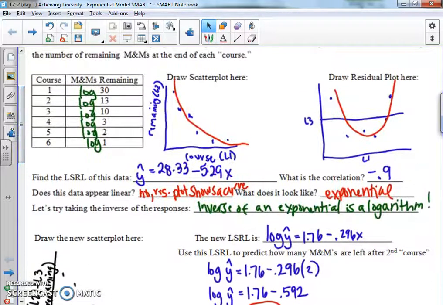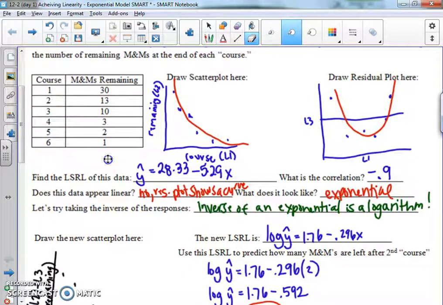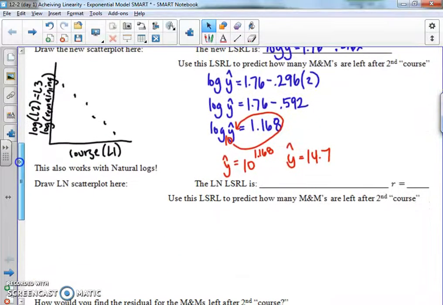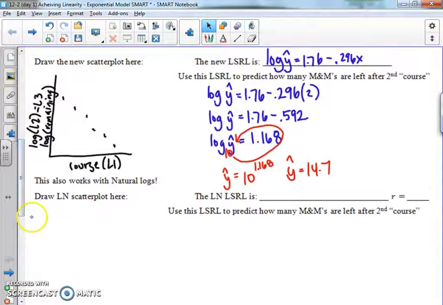So, if you look at this chart up here, we took the log of all that. Instead, what if I took the natural log? We abbreviate it as ln. Again, it's just a different button on the calculator. I want to show you that it does the same exact thing. Now, the values might look a little bit different, but it does literally the exact same thing. So it says draw the natural log scatter plot here.